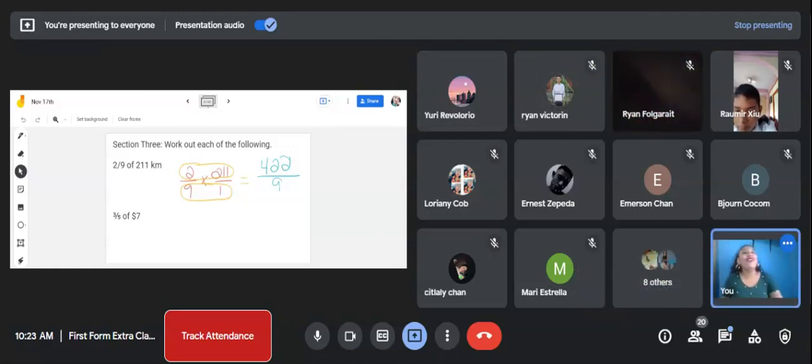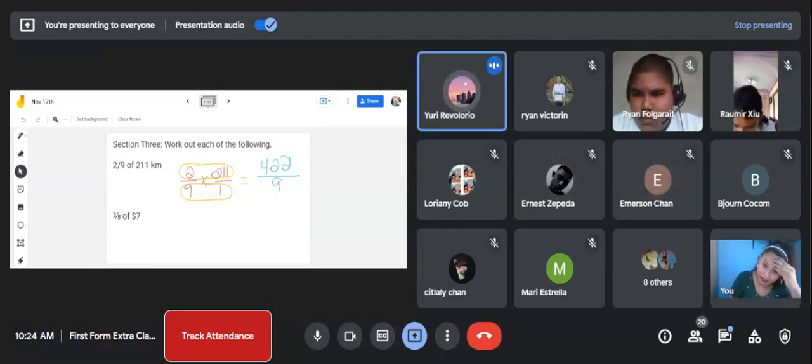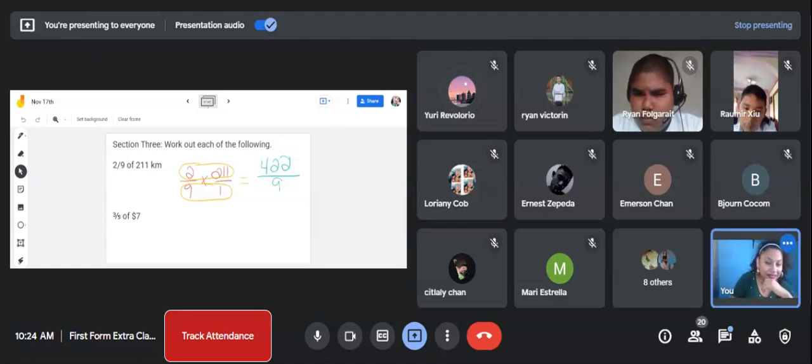Guys, what kind of fraction is that when you have a big number at the top and the small number at the bottom? An improper fraction. What do you do to improper fractions? Change them. Change it to what though? A mixed number. Very good. Change it to a mixed number.